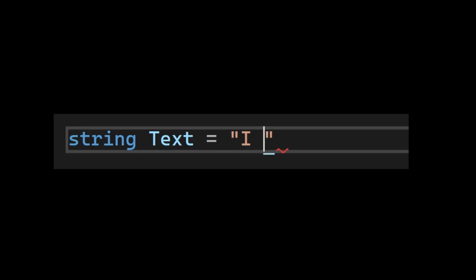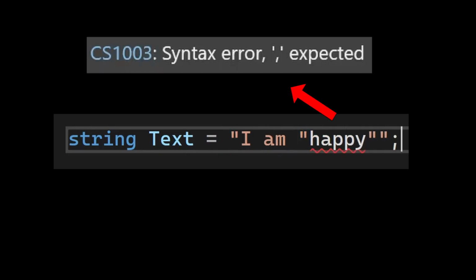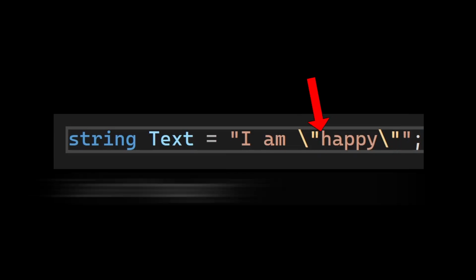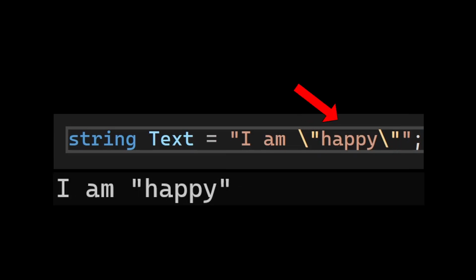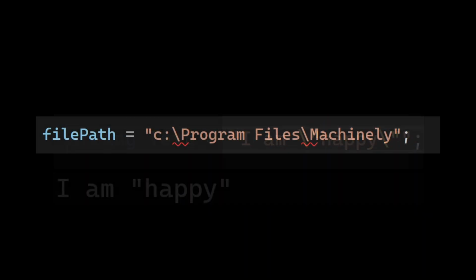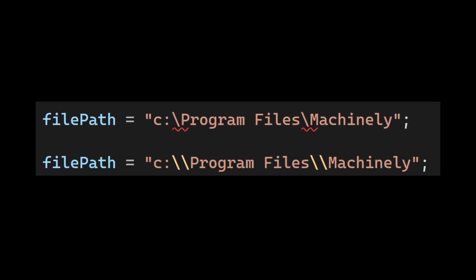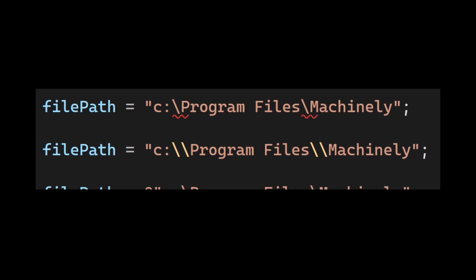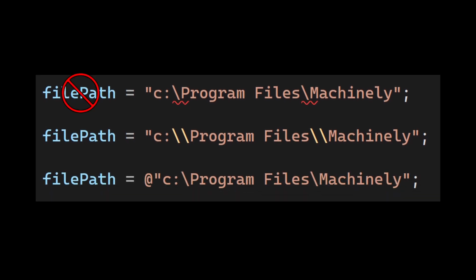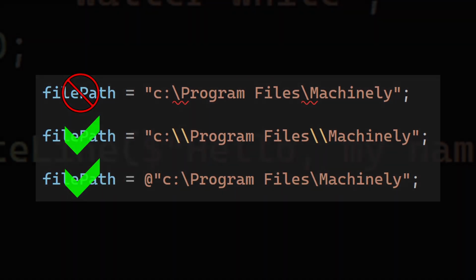And if you ever wanted to have a string that also contains quotation marks, you will notice that this causes a problem, because the quotation marks need to be escaped as well. File paths can look something like this. But for this to work, we have to escape it with another \. Or you can add an @ sign before the string, which is called a verbatim string.